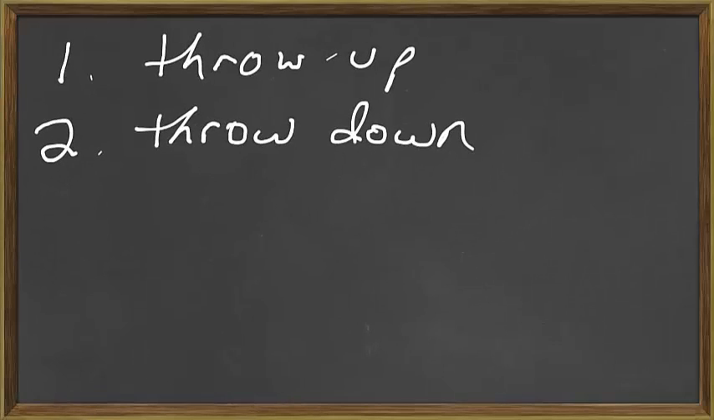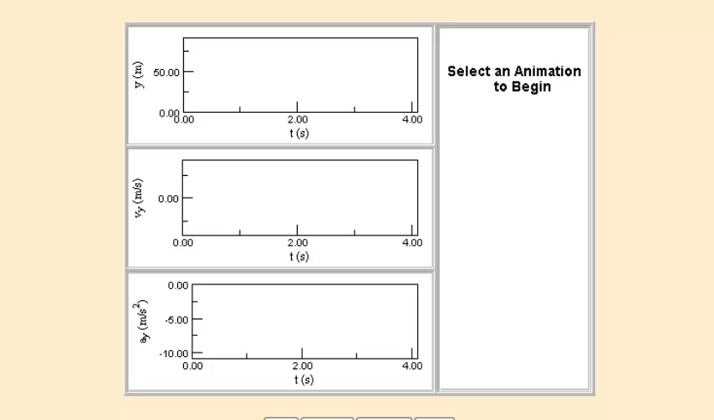What we're going to continue to do is look at a couple other scenarios for vertical motion. One is a throw-up problem, and the other is a throw-down problem. To illustrate these differences, take a look at this applet based from Web Physics.